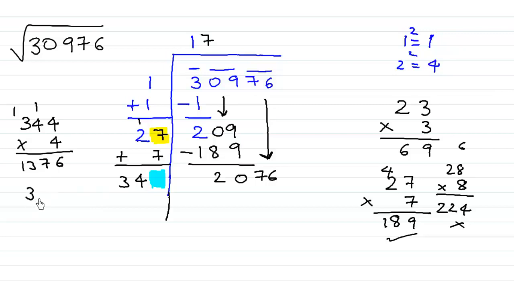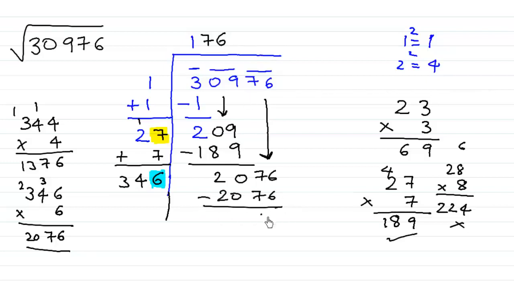So what should I be writing after 34? Shall I write 6? Because 6 6s is also 36. So 346 into 6, let's do it. So 6 6s is 36. So we again get 6 in the units place as we require over here. And then 4 6s are 24, 25, 26, 27. 2 carry, 3 6s are 18, 19, 20. Yeah, very good. So we get 346 6s are 2076. So we get a remainder of 0.